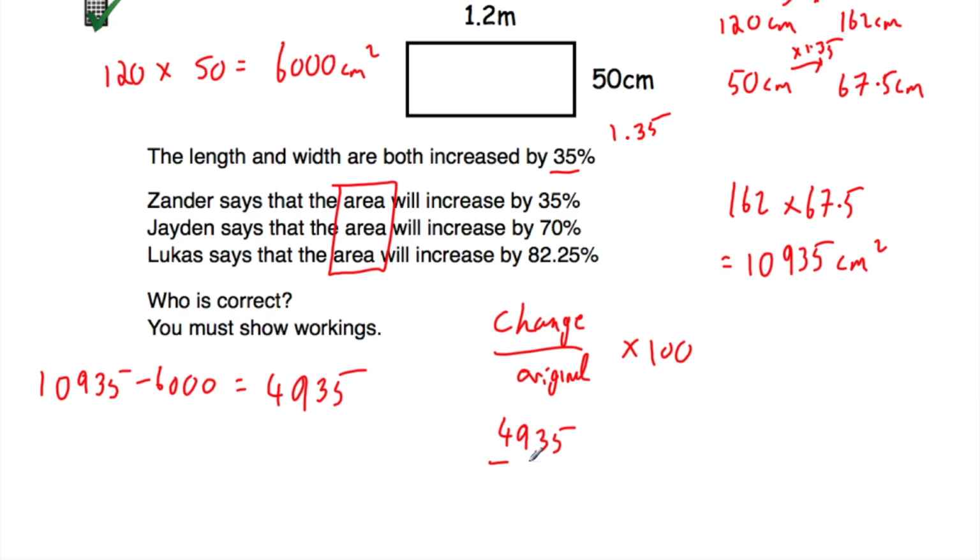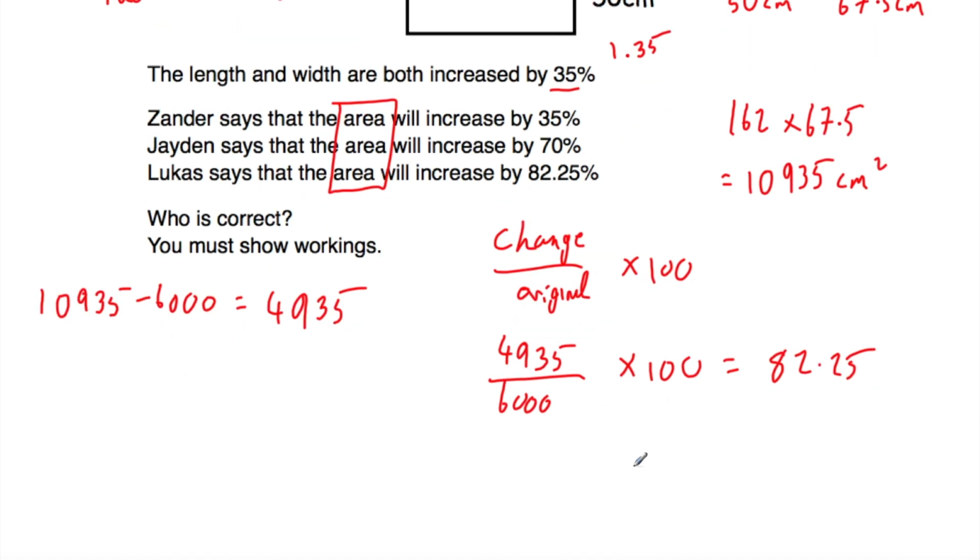Divided by the original, well, the original area was 6,000. And times by 100. And if we work this out, if we do 4,935 divided by 6,000 and then times by 100, we get 82.25. So that means the percentage increase would be 82.25%. And that's it. So who's correct? Lucas is correct, because he says the area will increase by 82.25%.